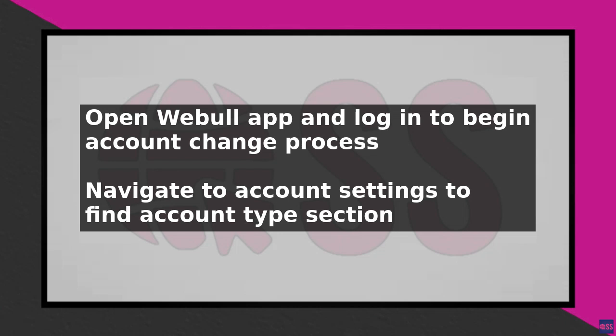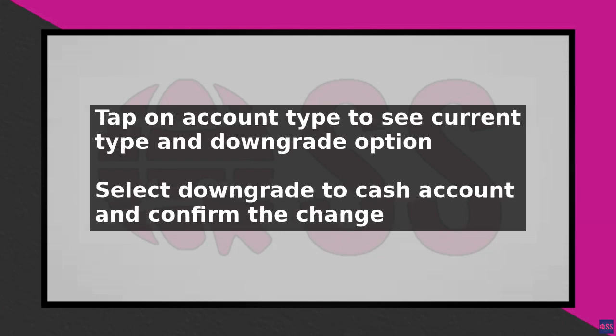To begin, open the Webull app and log into your account. Navigate to the menu by tapping the icon in the top left corner. From the menu, select Account Settings. In the Account Settings section, scroll down to the Account Type section. Tap on Account Type and you will see the current account type.